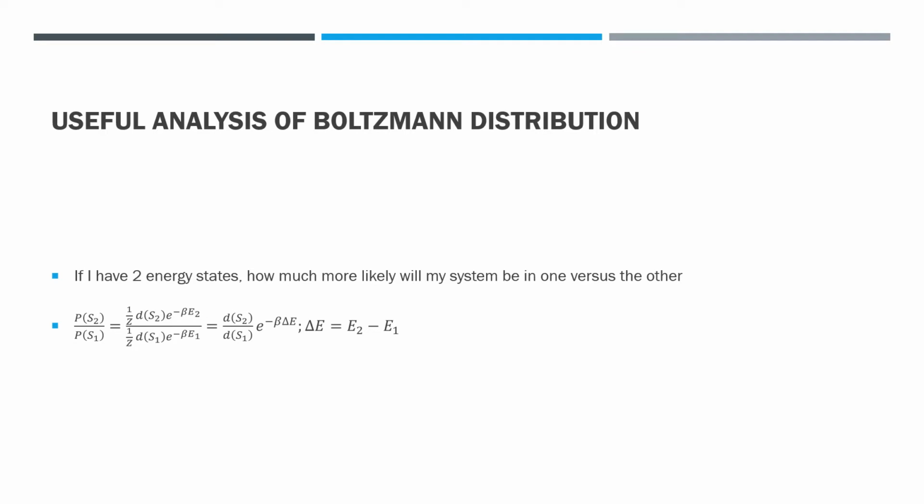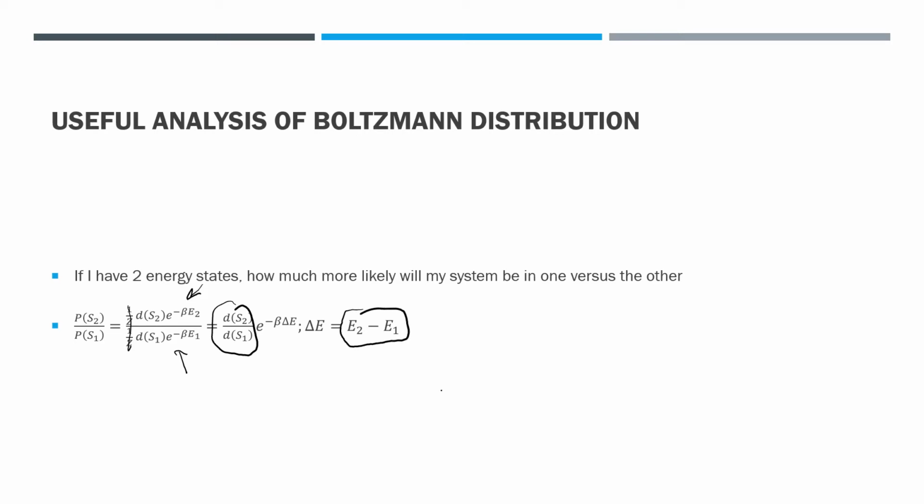So if I take the probability of S2, my second energy state, divided by the probability of S1, my first state, then just by substituting in the Boltzmann distribution expressions, which is written right there, you can see that our 1 over Z factors cancel out, and we're left with the ratio of the degeneracies of the states times e to the negative beta delta E, where delta E is the difference in our energies between the two energy states.